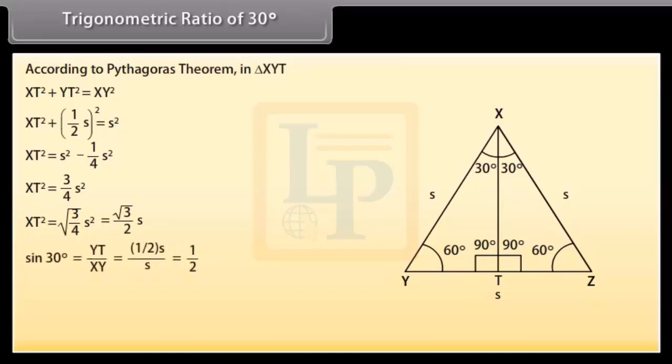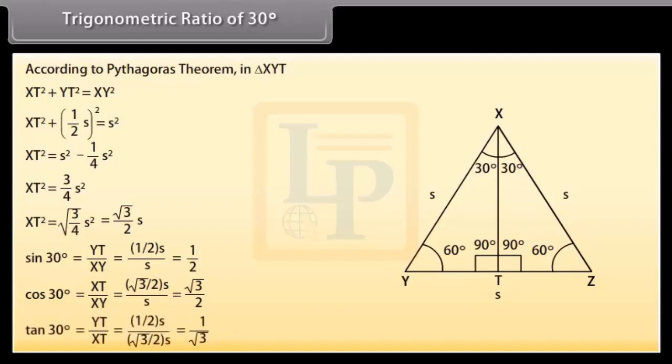Sin 30 degree is equal to YT upon XY equals 1 upon 2s upon s, which is equal to 1 upon 2. Cos 30 degree is equal to XT upon XY, which equals square root 3 upon 2s upon s, equals square root 3 upon 2. Tan 30 degree is equal to YT upon XT equals 1 upon 2s upon square root 3 upon 2s, equals 1 upon square root 3.